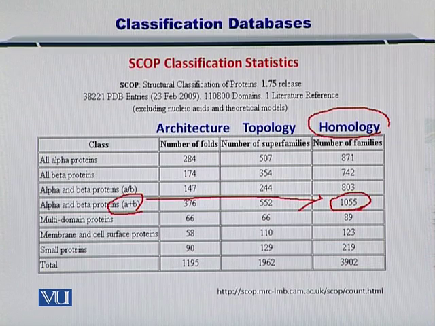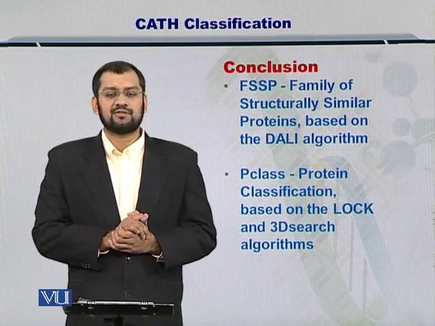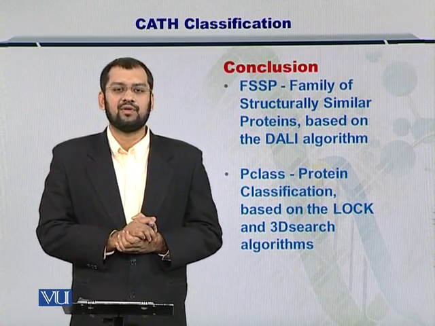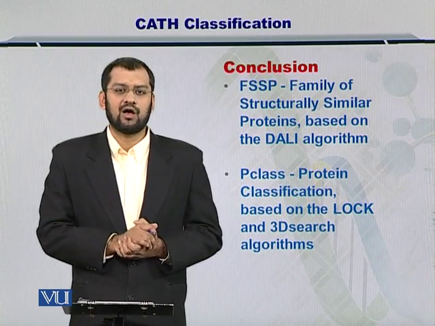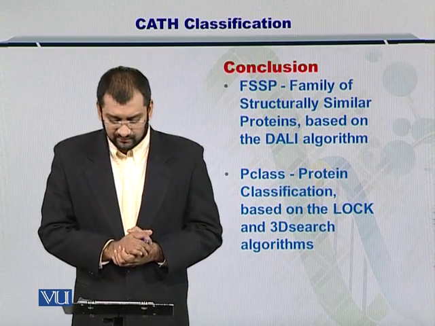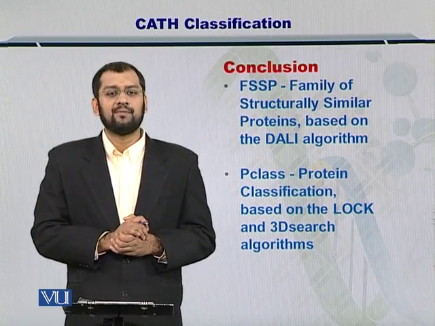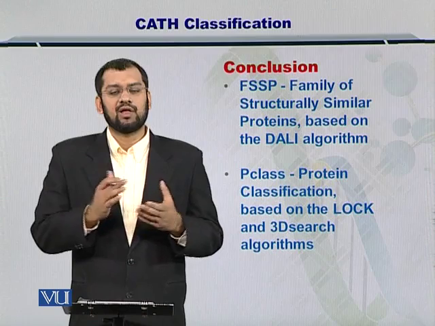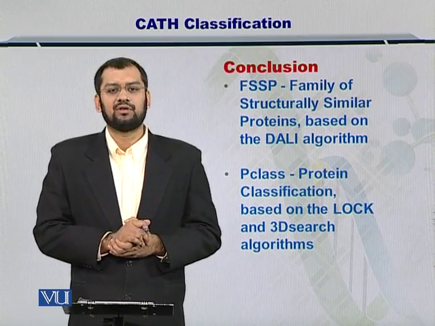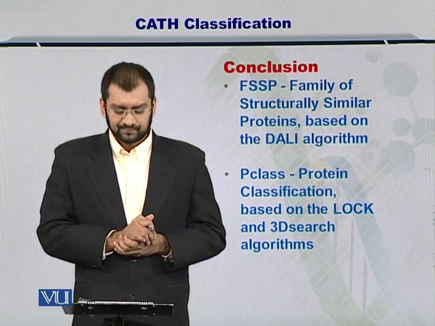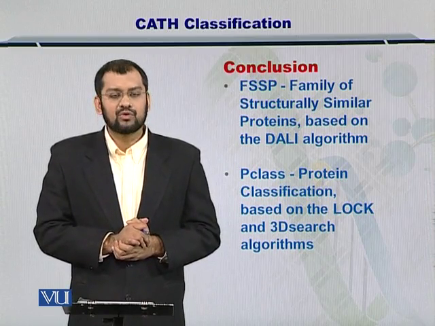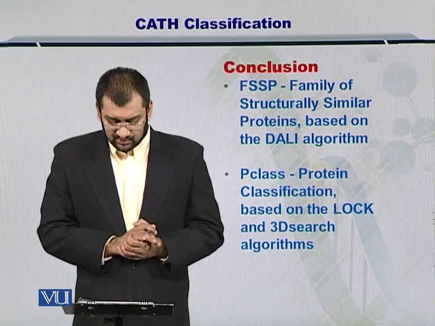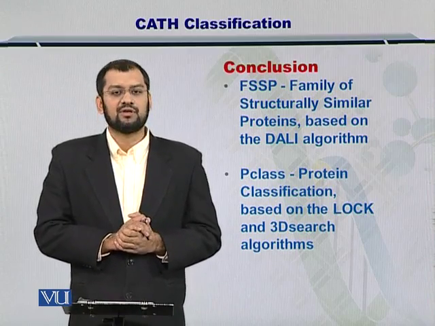Okay, so having looked at these statistics, there are different databases that are available other than CATH or SCOP, and these include the FSSP, or the Family of Structurally Similar Proteins. The algorithm they use is the Dali algorithm, and we'll study that later. Also, there is the P-class, or the protein classification, and it is based on the LOGO and 3D search algorithm.